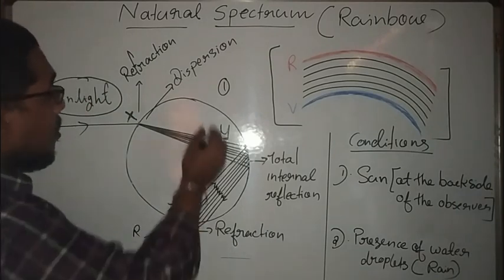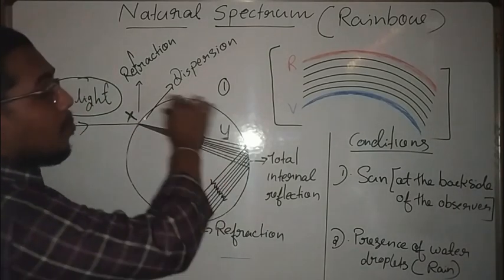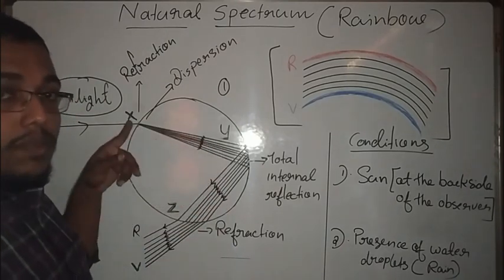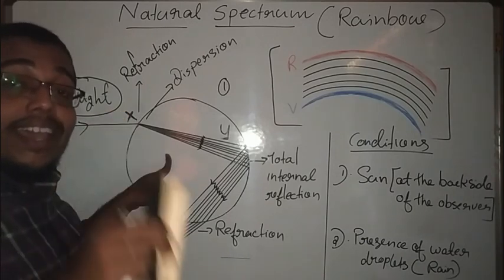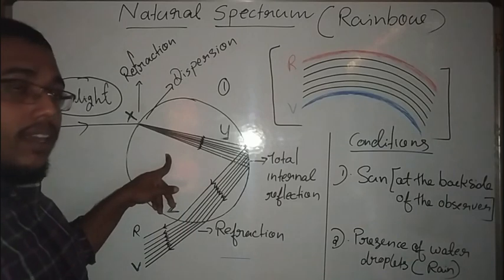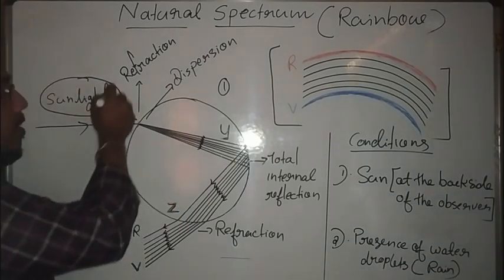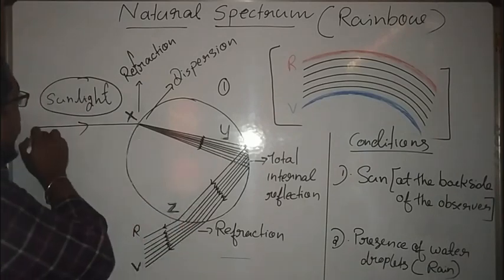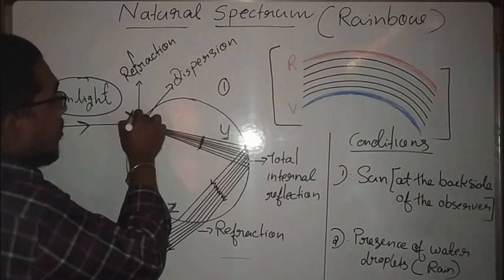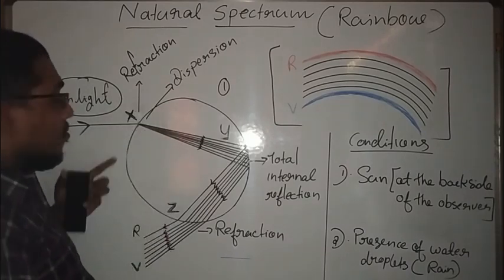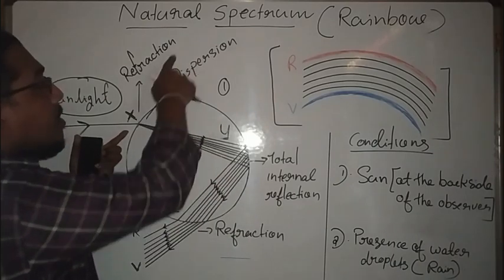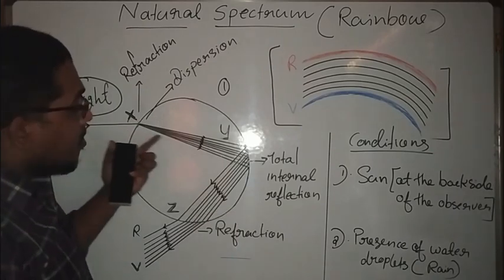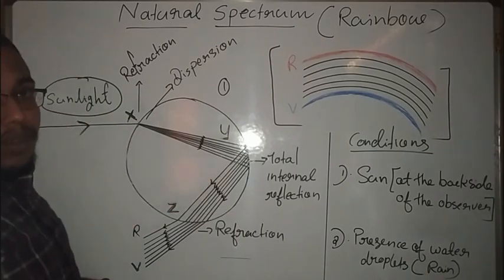Here we are considering a single water droplet. This water droplet will act as a tiny glass prism. Consider the sunlight as a white light source. We know that sunlight is a source of white light. Then the incident ray, at this particular point X, undergoes refraction and disperses into 7 different colors. That means the spectrum is formed inside the water droplet.